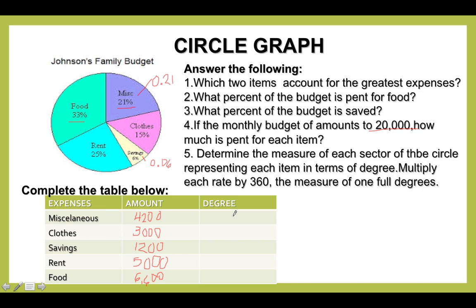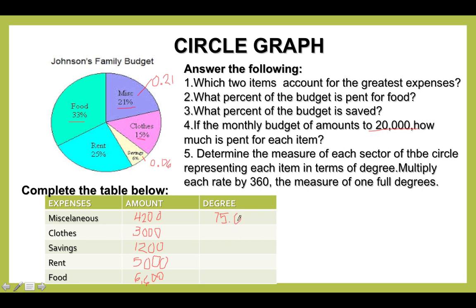Okay, dun sa number 5, determine the measure of each sector of the circle representing each item in terms of degree. Multiply each weight, sabi niya, by 360. So, yung weight daw, itong mga to, multiply mo siya ng 360 to measure the one full degree. So, multiply lang natin. So, halimbawa, sa miscellaneous, 360 times 0.21. So, the answer is 75.6, no?